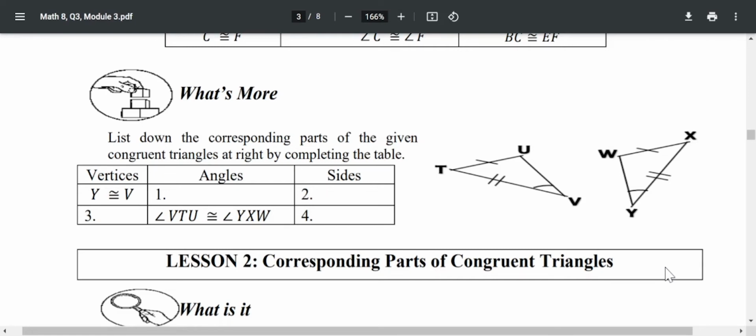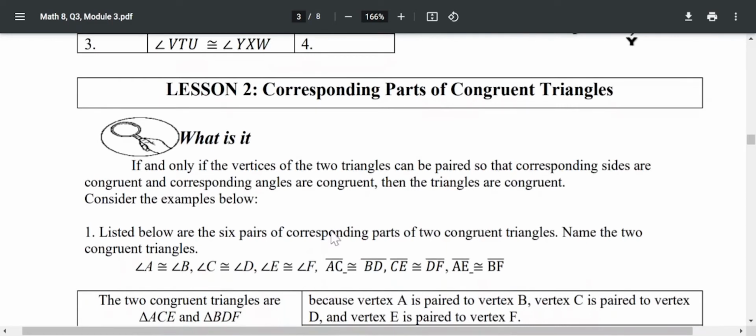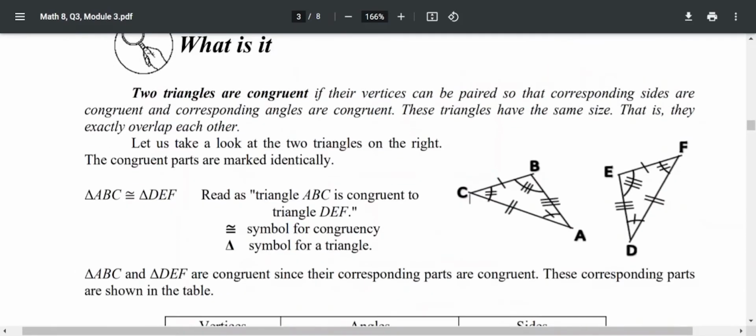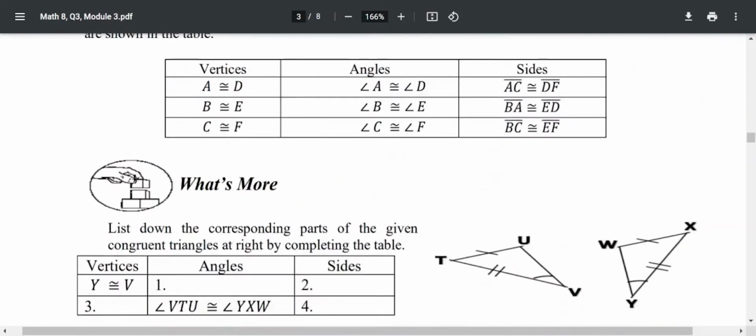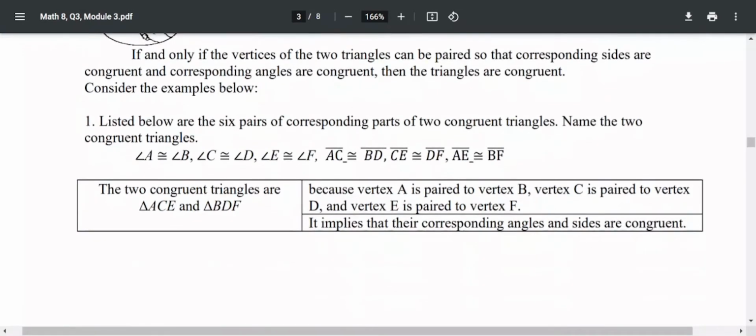Now let's go to the continuation on lesson 2, corresponding parts of congruent triangles again. So let's read the definition. If and only if the vertices of the two triangles can be paired so that corresponding sides are congruent and corresponding angles are congruent, then the triangles are congruent. So this goes back to the definition of congruent triangles above. So consider the examples below. Listed below are the 6 parts of corresponding parts of the two congruent triangles. Name the two congruent triangles.